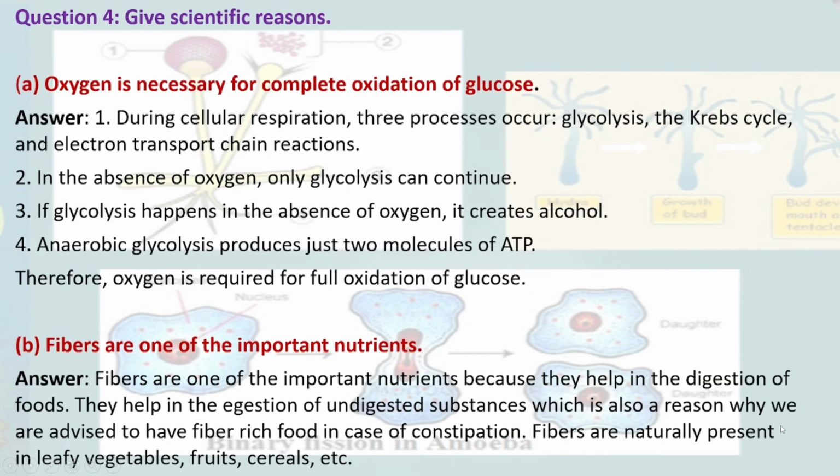Question number 4, give scientific reasons. A, oxygen is necessary for complete oxidation of glucose. Answer: during cellular respiration, three processes occur: glycolysis, the Krebs cycle, and the electron transport chain reaction. Second, in the absence of oxygen, only glycolysis can continue. Third, if glycolysis happens in the absence of oxygen, it creates alcohol. Fourth, anaerobic glycolysis produces just two molecules of ATP. Therefore, oxygen is required for full oxidation of glucose.